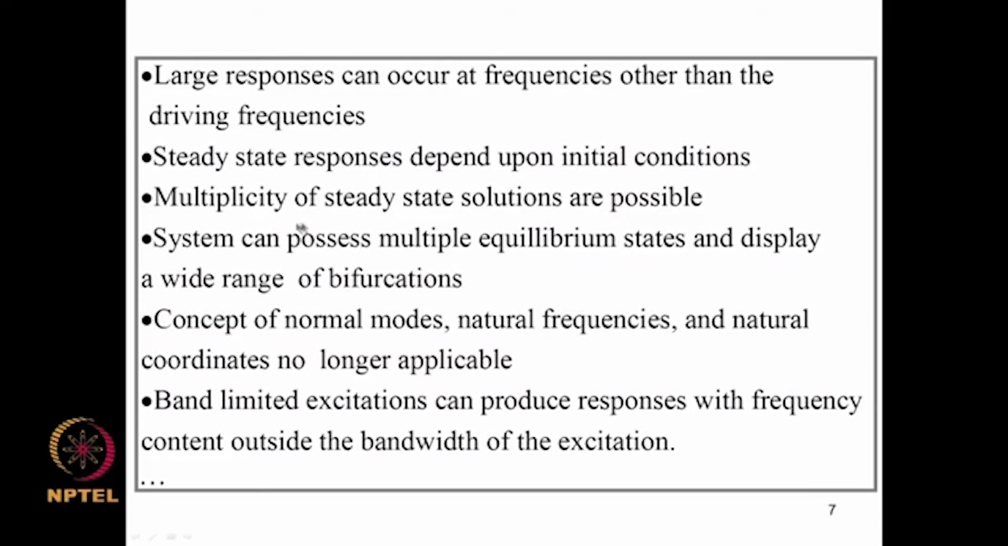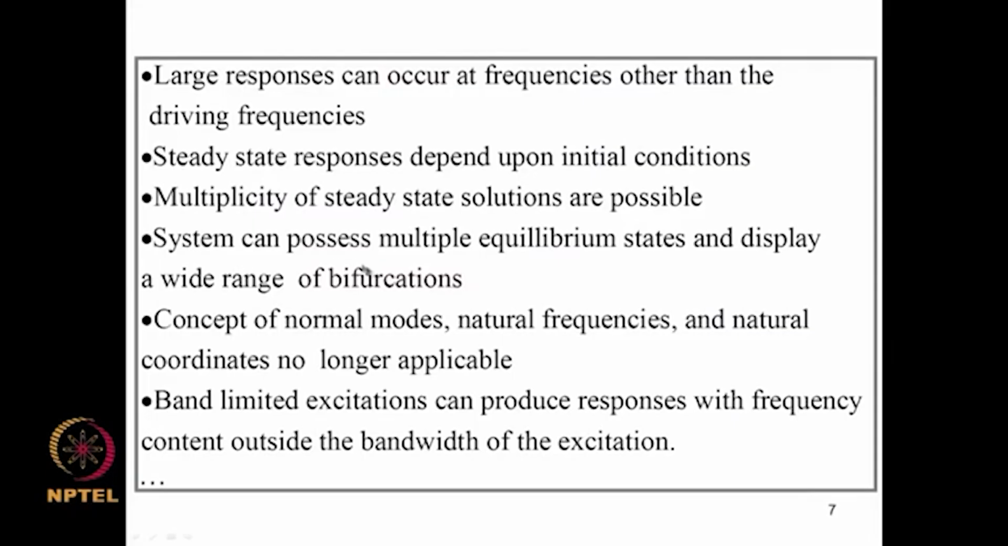Then there can be multiplicity of steady state solutions for nonlinear systems. If you simply consider an algebraic quadratic equation ax square plus bx plus c equal to 0, even for such a simple algebraic equation we already know there are two solutions. So, if it is a differential equation with nonlinear terms, one can still expect that there will be multiplicity of solutions. That indeed happens. Then the system can possess multiple equilibrium states and display a wide range of bifurcations. This we have discussed when we talked about stability problems.